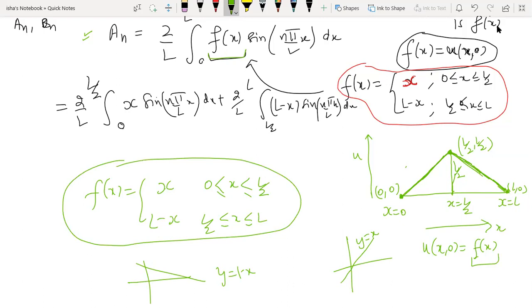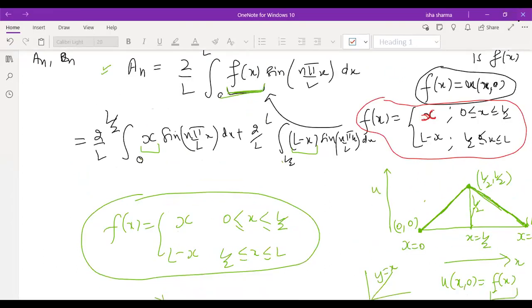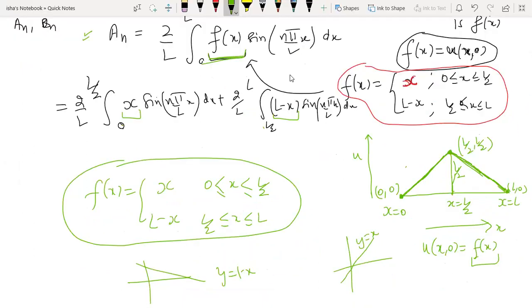And now this f(x) I am going to use here to compute the value of an. So what we did to compute an, we break the integral into parts, 0 to L by 2 and L by 2 to L. So from 0 to L by 2, I used f(x) is equal to x. And from L by 2 to L, I used f(x) is equal to L minus x. After this, the only point left is mathematically solving this value of integration, right? So now you just solve the integral and calculate the value of an.